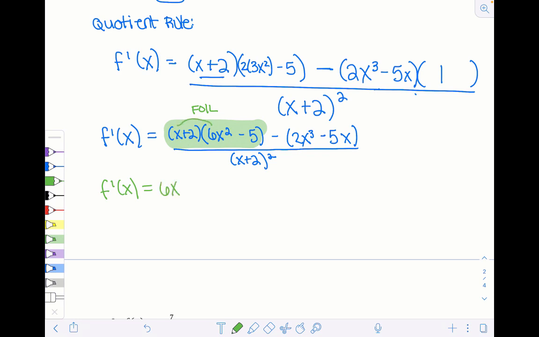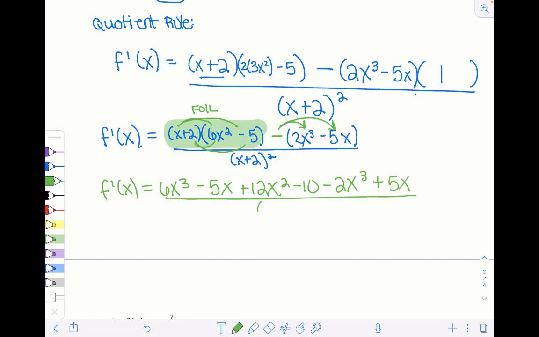We've got 6x cubed minus 5x plus 12x squared minus 10. And to simplify, this is a place, again, where it's easy to make that mistake, because that whole second part gets subtracted. So you really want to keep parentheses around it until you go ahead and distribute that negative. So if I drop the parentheses, it's going to end up being negative 2x cubed plus 5x all over x plus 2 squared.